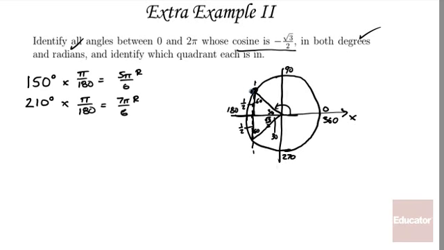That's the first one, 5 pi over 6. That's the second one, 7 pi over 6. And identify which quadrant each one's in. One of them's in the second quadrant, one of them's in the third quadrant. Quadrant 2 and quadrant 3.